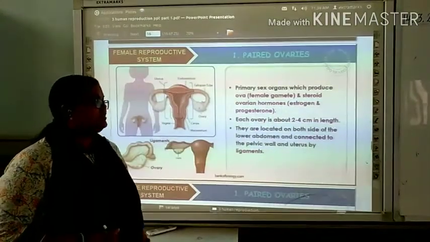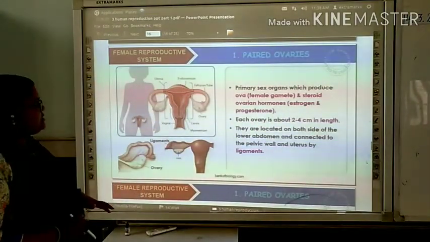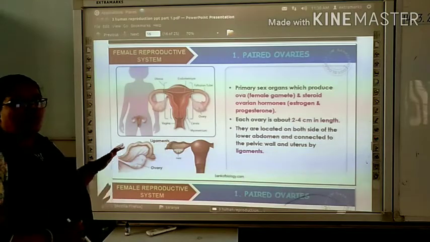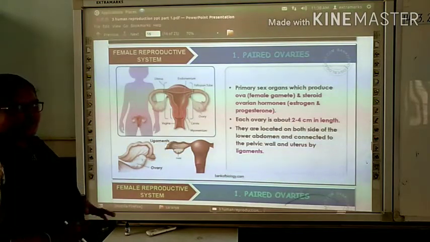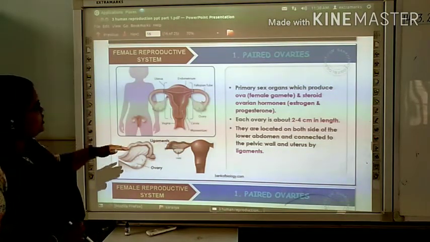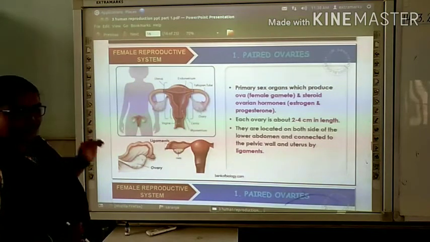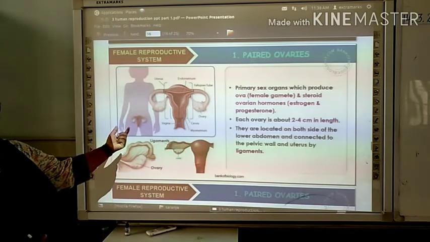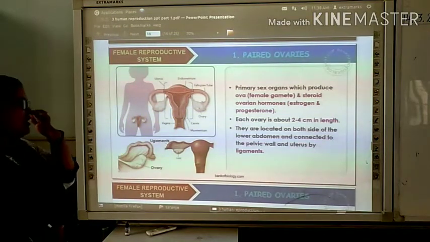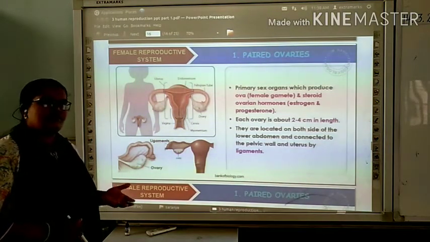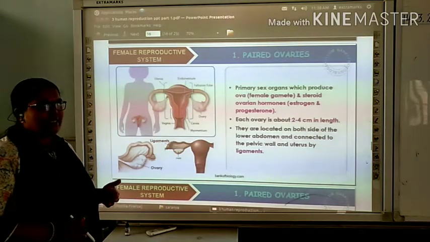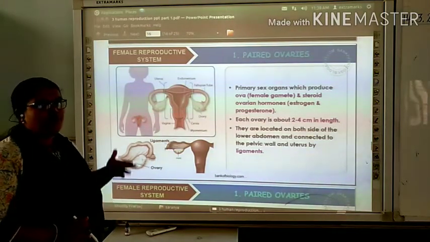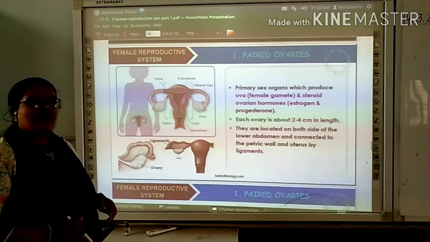First, the primary sex organ of the female reproductive system is a pair of ovaries. So where is it situated? This is the female structure. It is in the lower abdominal part. You can see the uterus, and a pair of ovaries will also be present. These ovaries are responsible for the production of the female gamete and also for the production of the female sex hormones, progesterone and estrogen.